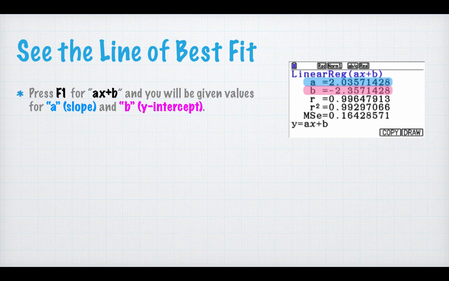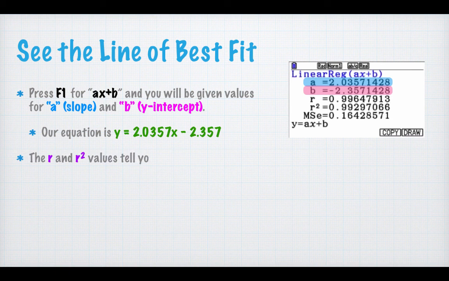And so what that means is, since that a is right by the x, that's going to represent the slope of my line, and since b is added on at the end, that's going to represent the y-intercept just like it always does. So those two numbers represent the slope and the y-intercept of my line, so I can actually write it as y equals 2.0357x minus 2.357. That's the equation of the line that best fits those points that were on the graph.